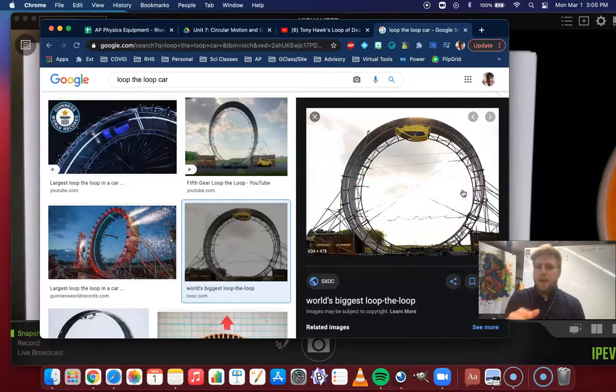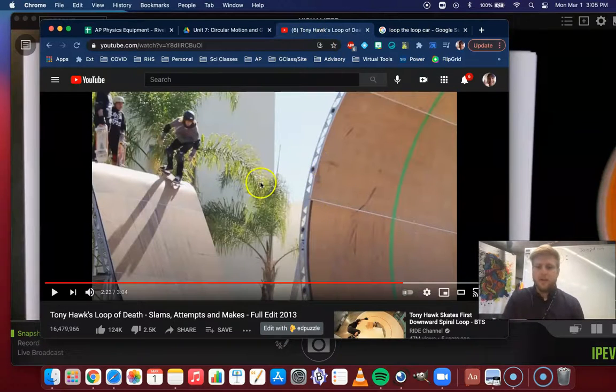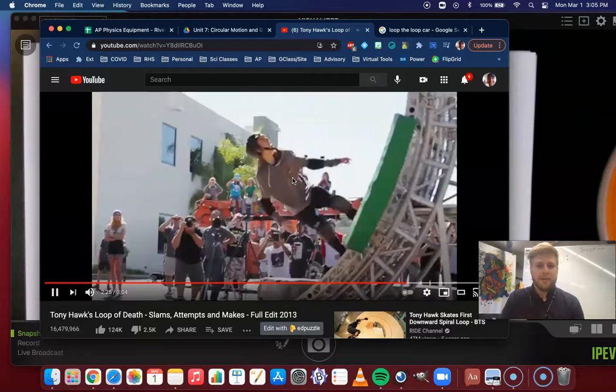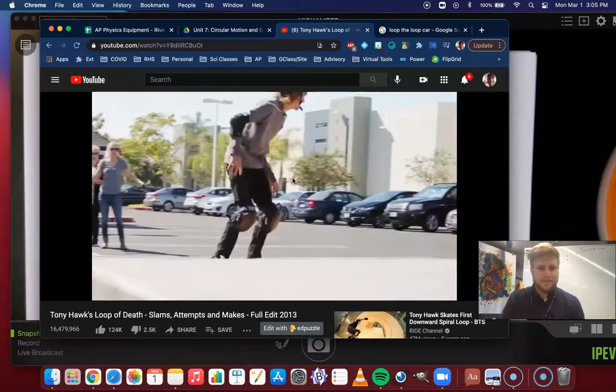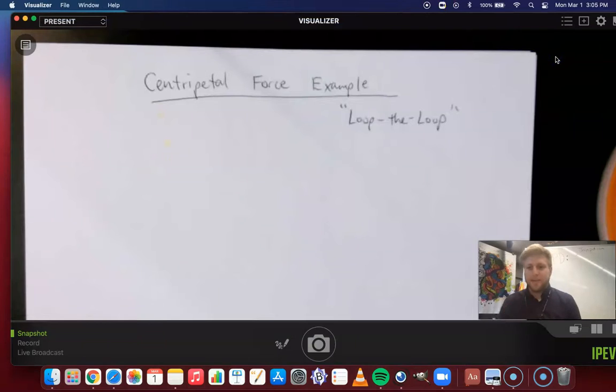Another situation where you may have seen a loop-the-loop, kind of a famous one, besides roller coasters and this car one, is a skateboarder named Tony Hawk. He's a little bit older now, but here's an example of he invited some folks to check out his loop-the-loop, and here's a successful run. So we'll perhaps watch the whole video at some other time, but we want to look at the physics of how you make it through the loop successfully.